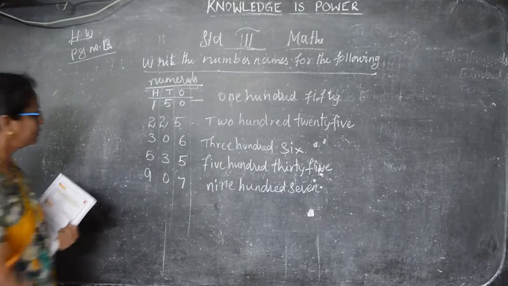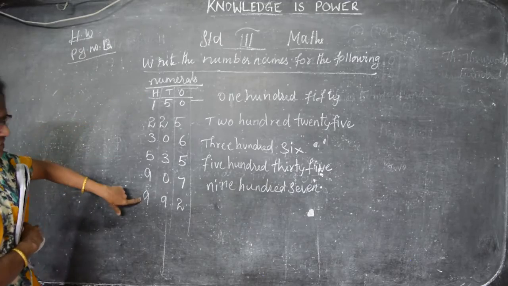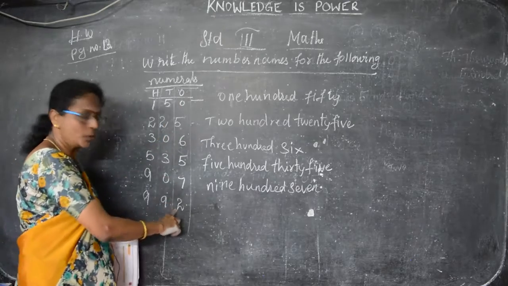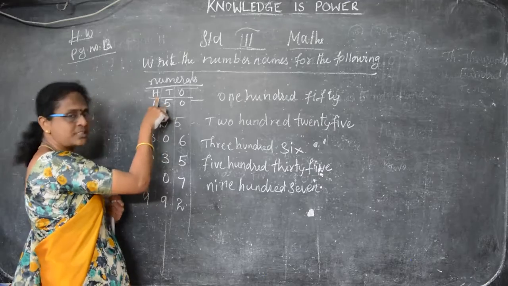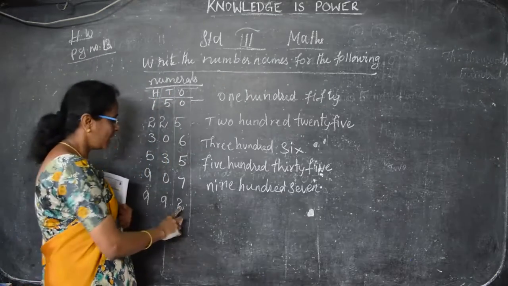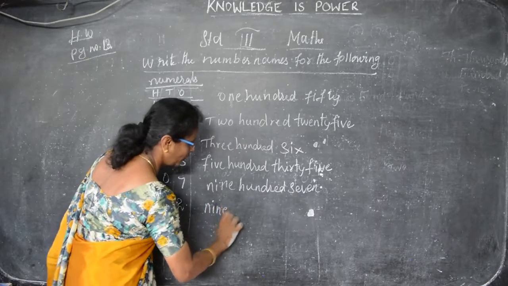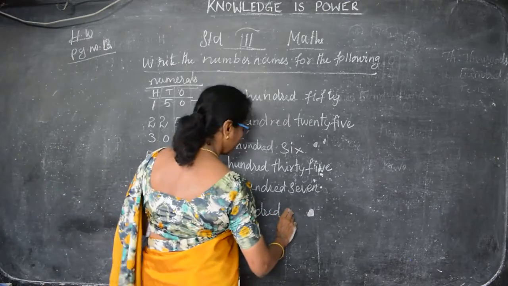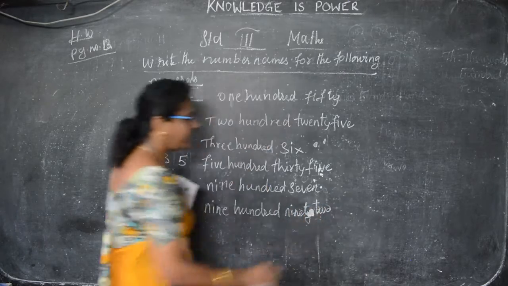And then the next one, 9, 9 and 2. So 9 in the hundreds place is 900, 9 in the tens place is 90, 2 in the ones place is 2. So 992. Okay children, listen carefully. 9 in the hundreds place 900, 9 in the tens place 9 tens is 90, and 2 in the ones place is 2. 992. Have you all noted down in your book children? If you didn't get the books, you can pay the fees and get the books children. Okay, these are the number names.